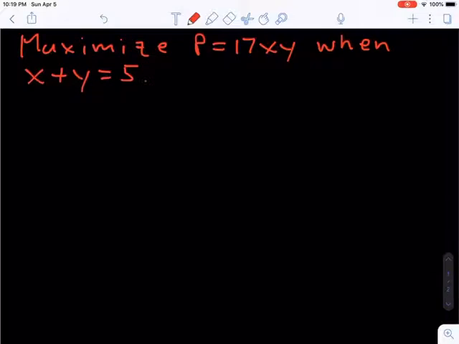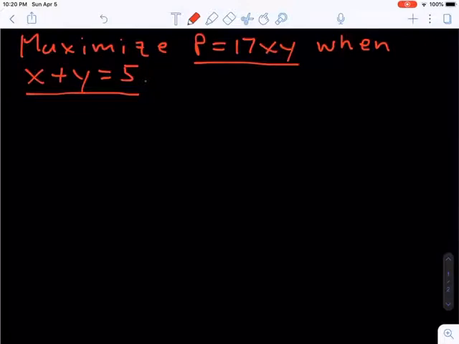The constraint is an equation that relates the two variables in the objective function. So the objective function has two variables in it, x and y. The constraint shows that x plus y equals 5. It relates those two variables together. So to solve this problem, what we want to do is get rid of one of the variables, either x or y, in the objective function.